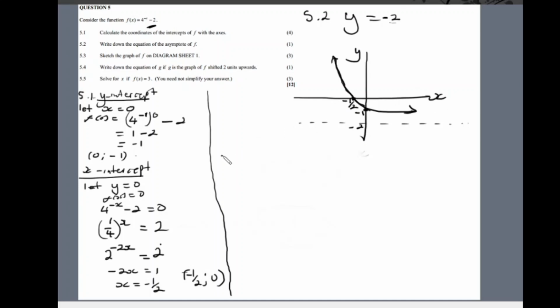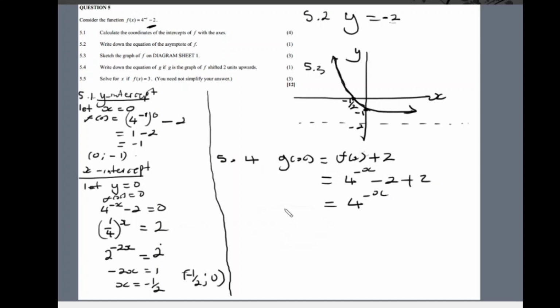And then we go on to, this was 5.3, we go on to 5.4. For 5.4, they say write down the equation of g if g is the graph of f shifted 2 units up. So g of x is the graph of f shifted 2 units up, so I'll add 2 there, right? So now my equation for f, I know it is 4 to the power minus x minus 2 plus that 2 there. So g of x will be 4 to the power minus x, right?